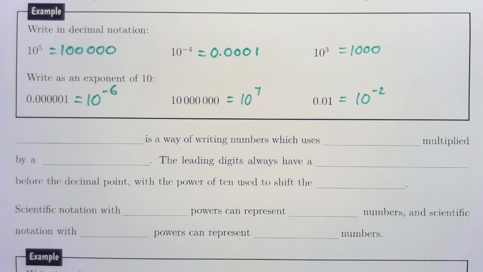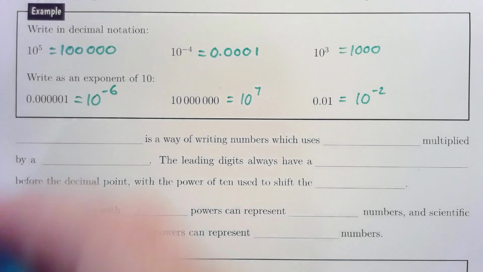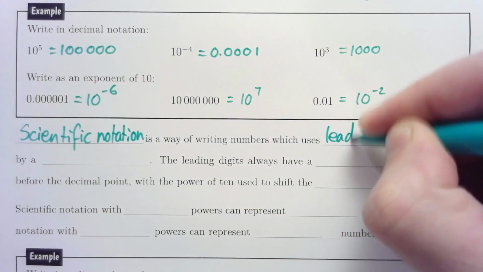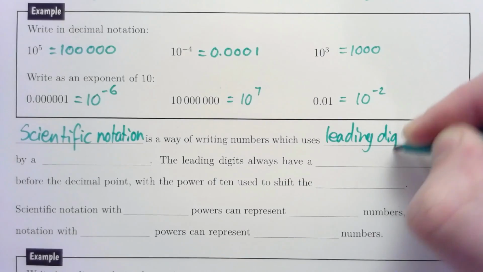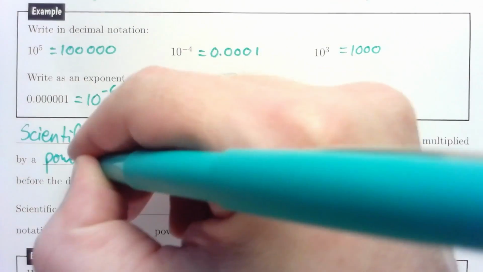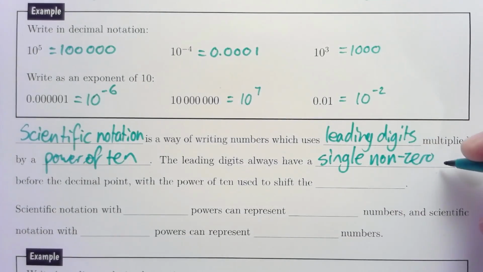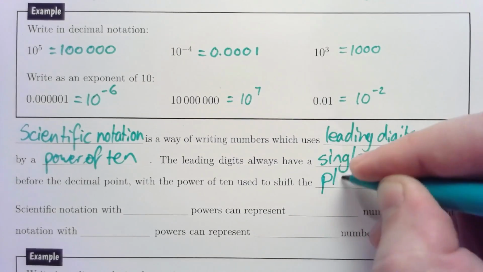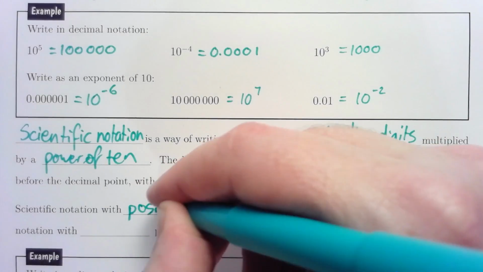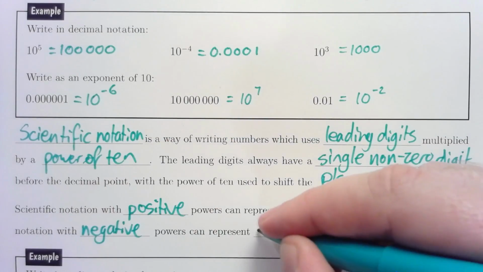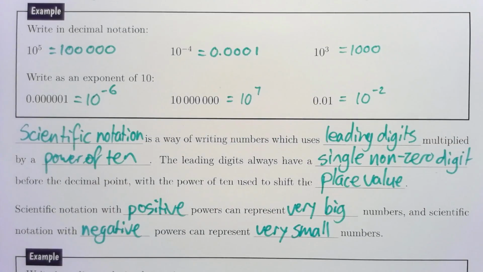There's a big limitation here though. It only works if there's a 1 in one place value and every other place value is 0. We need something that we can use to represent any large or small number. So scientific notation is a way of writing numbers which uses leading digits multiplied by powers of 10. The leading digits always have a single non-zero digit before the decimal point, with the power of 10 used to shift the place value. Scientific notation with positive powers can represent very big numbers, and scientific notation with negative powers can represent very small numbers.